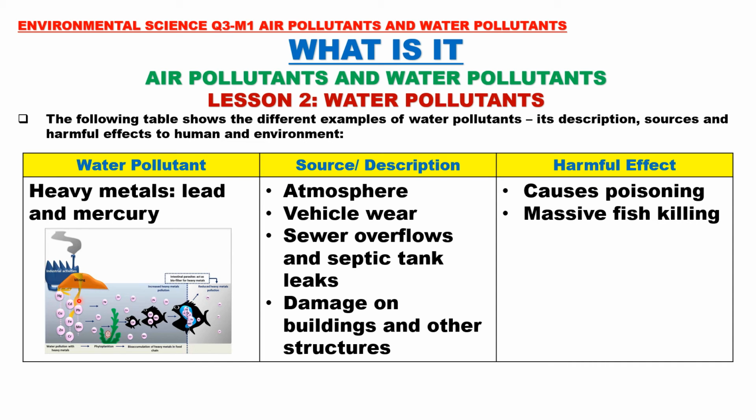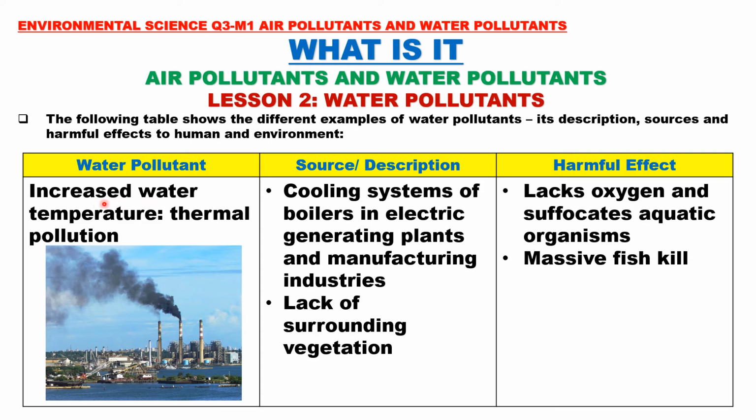So, if the organisms in the body of water absorb these heavy metals like lead and mercury, and then we humans eat these organisms that are found in the bodies of water such as the fish, we also absorb these heavy metals.